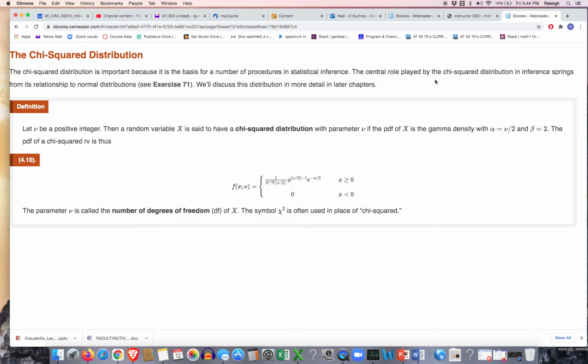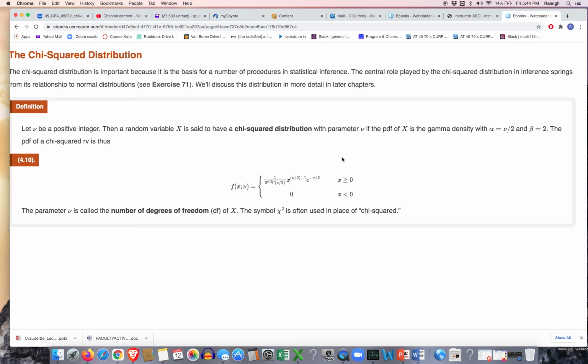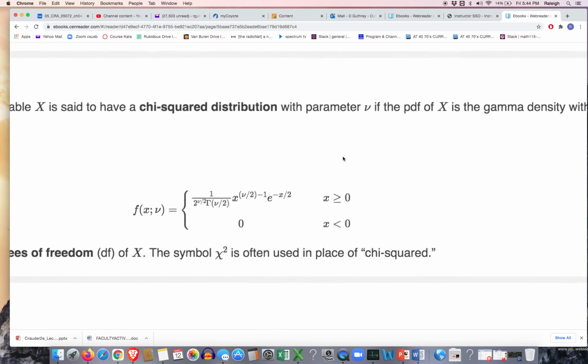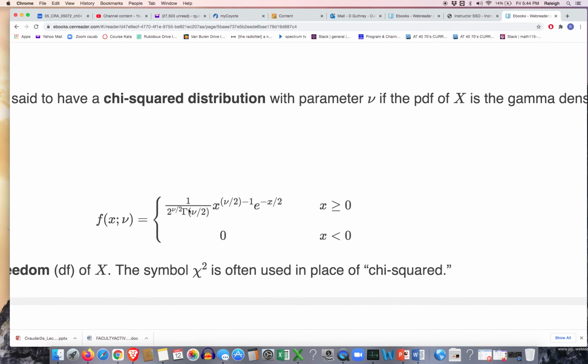And the central role played by the chi-square distribution in inference springs from its relationship to the normal distribution. And I went through that problem, and it's a little tough to see it, but there is a relationship there. We'll discuss this distribution in more detail as we come along to it later. And no, I don't really have any plans to use this semi-complicated distribution here. There's a formula, and it is possible to use it, but we have calculators, we have tables, etc.